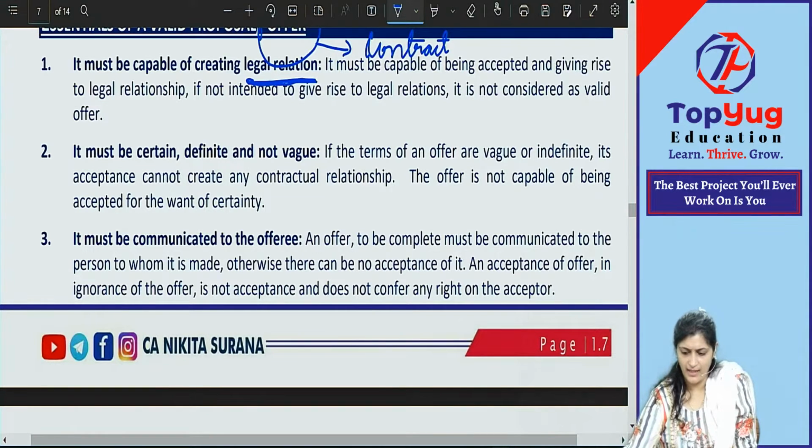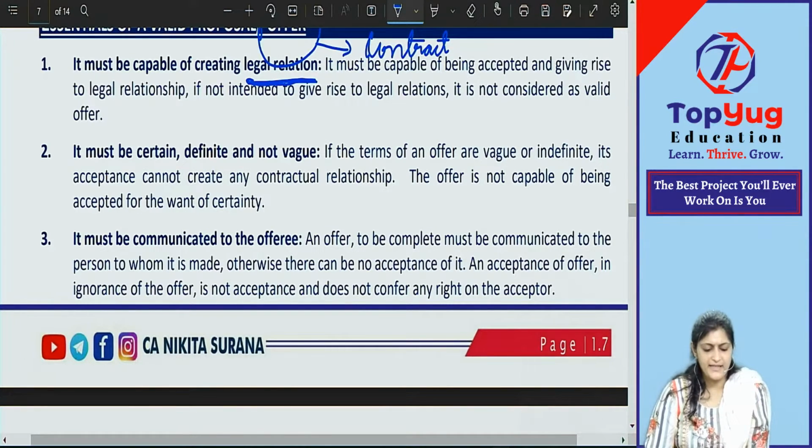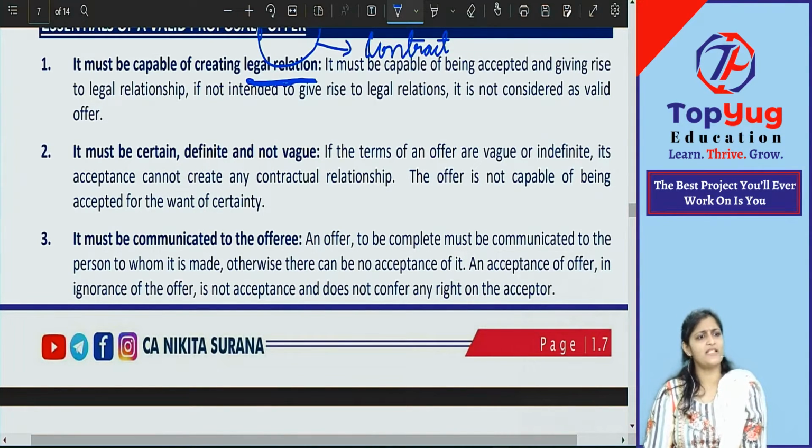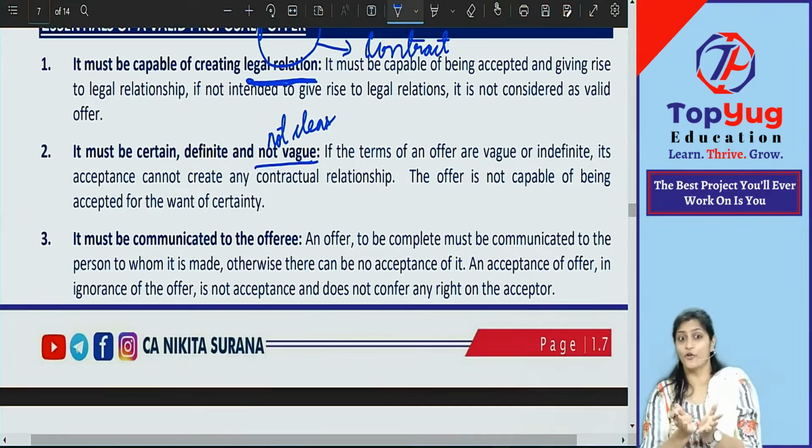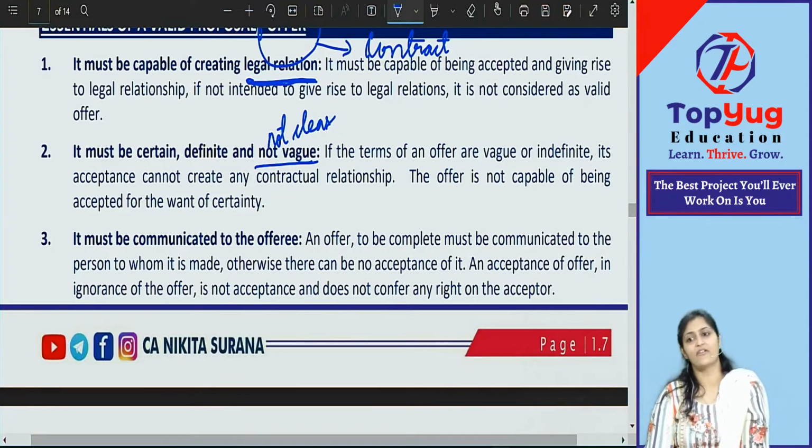The second essential element: it must be certain, definite, and not vague. What must be certain? What must be definite? And what must be not not vague? What are they talking about here? Vague means something which is not clear, something which is confusing. So it must be certain, definite, and not vague.